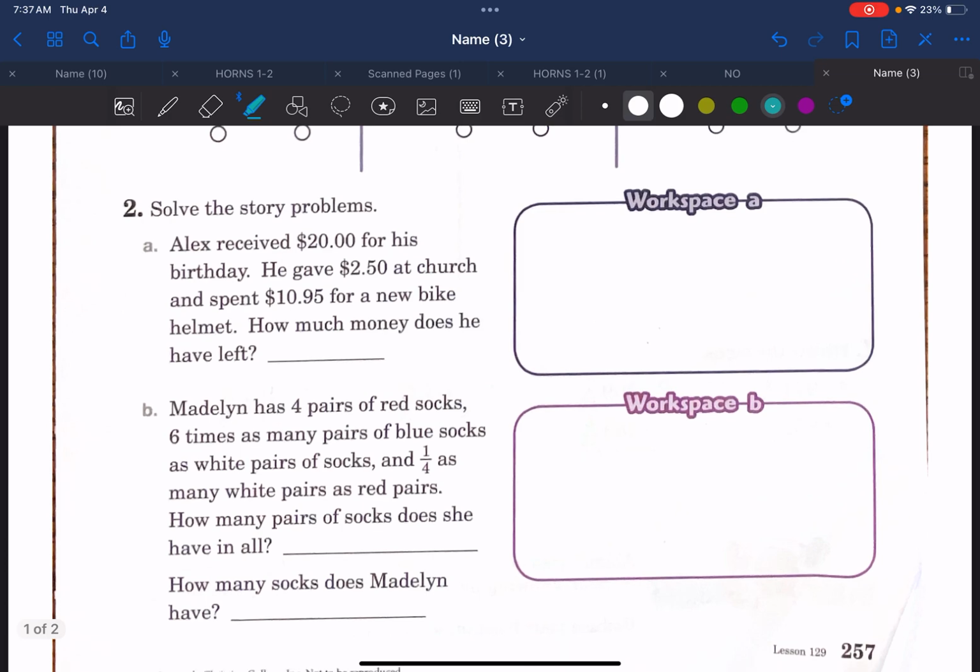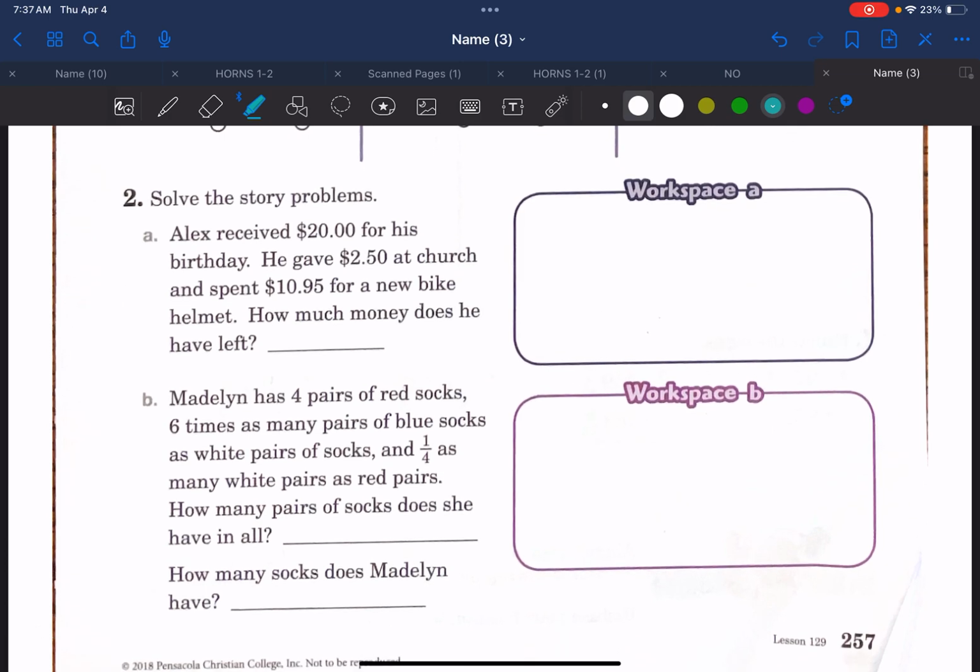All right, your story problem says Alex received $20 for his birthday. He gave $2.50 at church, and he spent $10.95 for a new bike helmet. How much money does he have left? So he started at how much? How much did he use? Which would take us to how much does he have left? Okay. Go ahead and solve that.